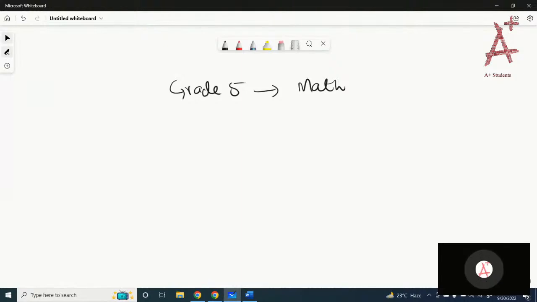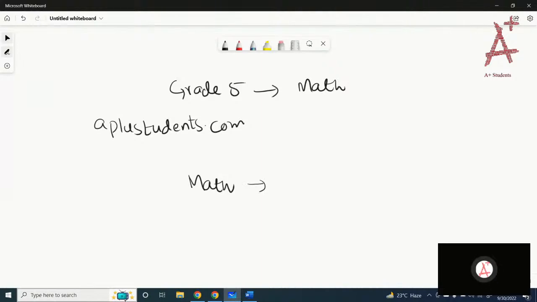You can find the lessons on aplusstudents.com. Then you have to log in using your email address and password. Then you have to select math as a subject. Then scroll down to grade 5. Then we are going to start with the second chapter today, that is divide decimals.